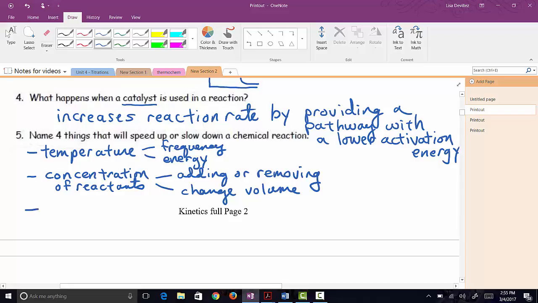The other thing we can do is we can change the surface area of the reactants. And by that, I mean that if we, for example, grind the reactants up into a powder, that increases the ability for the reactants to interact with each other, which means we're going to have more collisions. So a greater surface area is going to speed up the reaction. And then the 4th thing, which we mentioned before, is that the presence of a catalyst will also change the rate of the reaction.